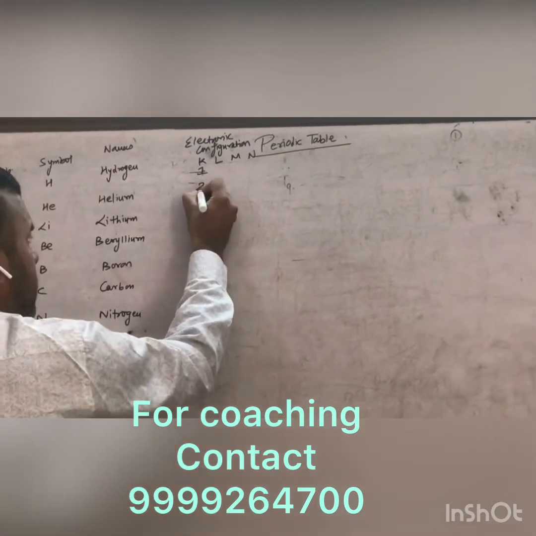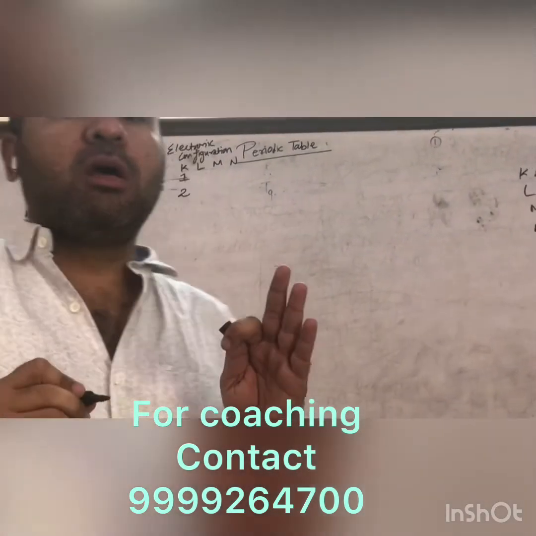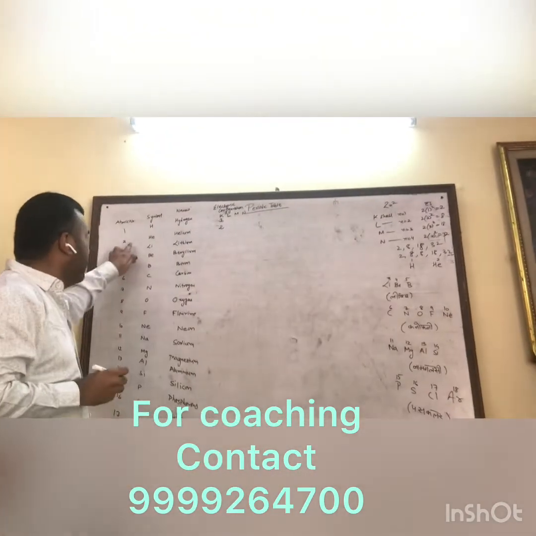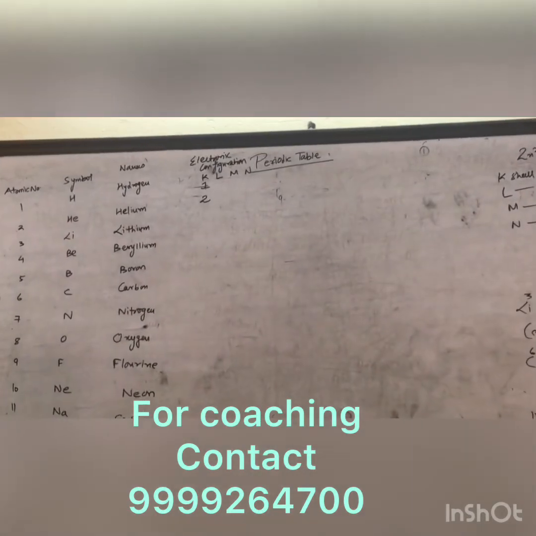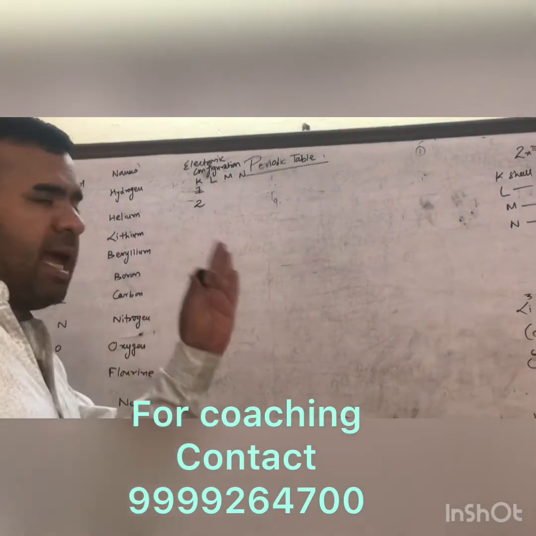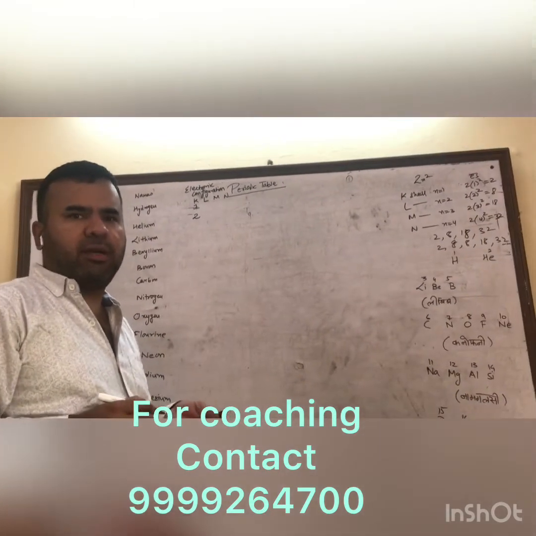Similarly for helium it is 2, atomic number. As I have told you earlier, number of protons is equal to atomic number. In helium we have 2 protons, so the number of electrons are also 2. And in K, L, M, N shell we are distributing electrons, right?